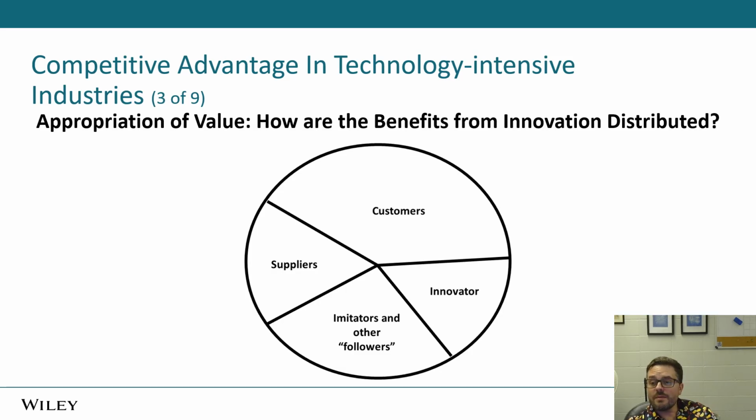It's not enough just to come up with a great innovation, though, or at least that's only part of the picture. The other part of the picture is who gets the profits from it, who appropriates the value, rather. Profits are what we get as a company, but sometimes the value is what we're talking about here. Does the customer get the value, the suppliers who make your parts, the innovator, or the competition, right? The other imitators and other followers are the competition.